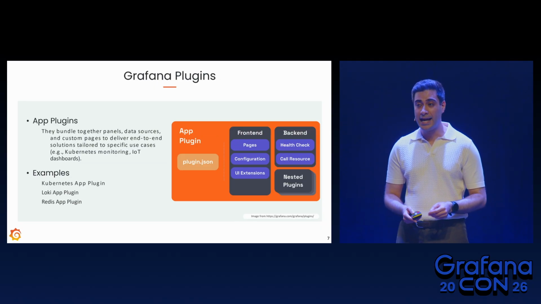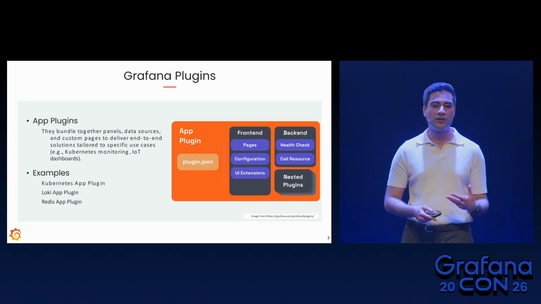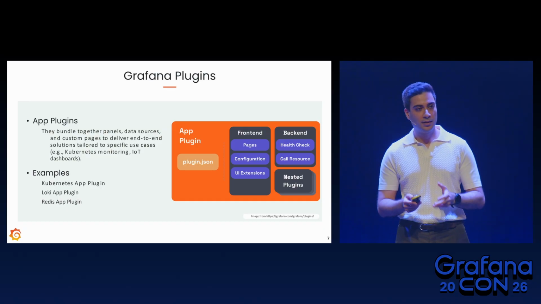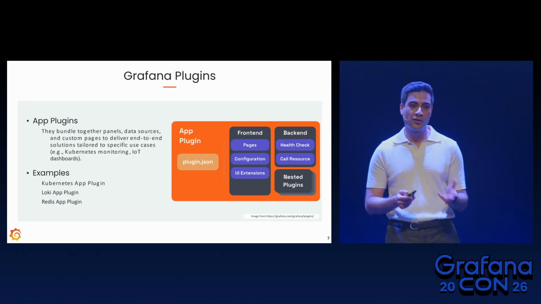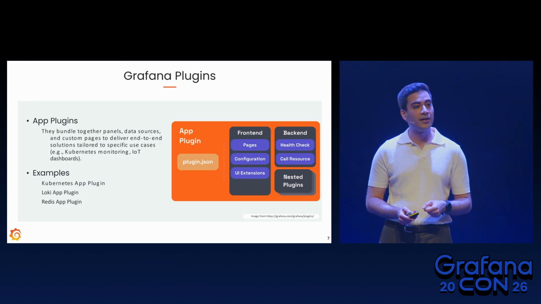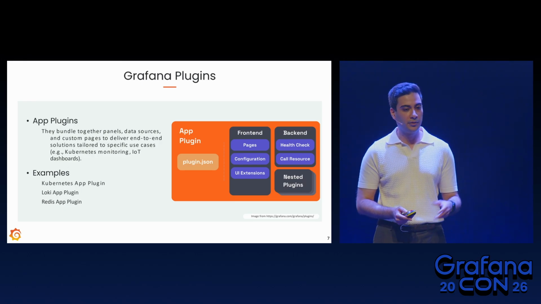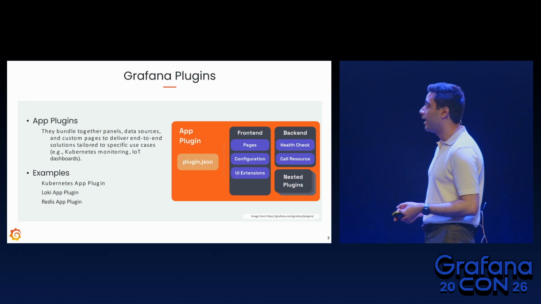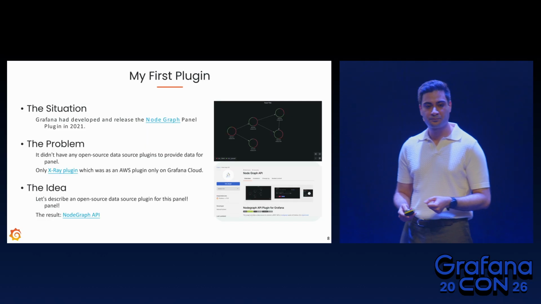And the final thing is the app plugins. So app plugins are going to actually extend the capabilities of the other plugins. So you can bundle both panel plugins with data source plugins or a bunch of them to create something bigger. So what you see, for example, Kubernetes plugin, Loki, and Redis, those are all handled by the app plugins.